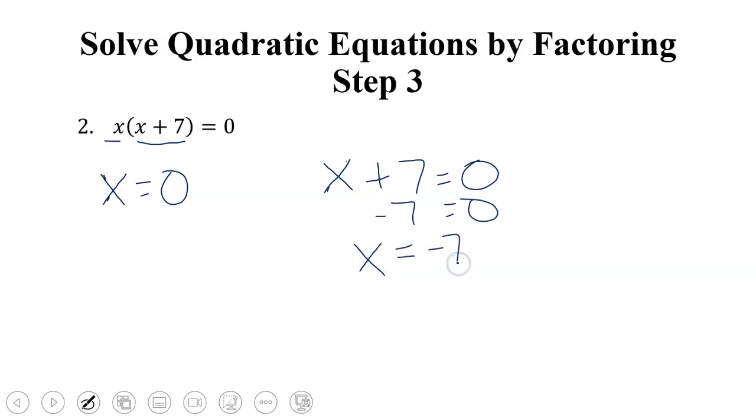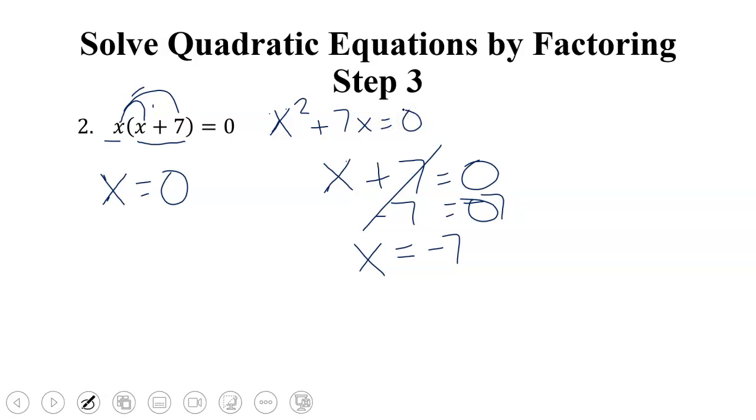So negative 7. So then those cancel. So x equals negative 7. And okay, so let's solve our equation so we can plug in our x's to double check our answers. So x times x is x squared. And then x times 7 is 7x. And then bring your equal 0.